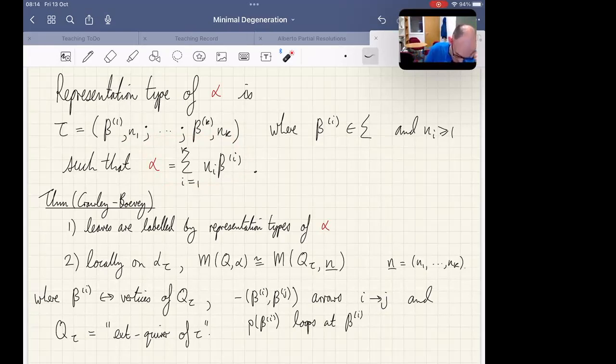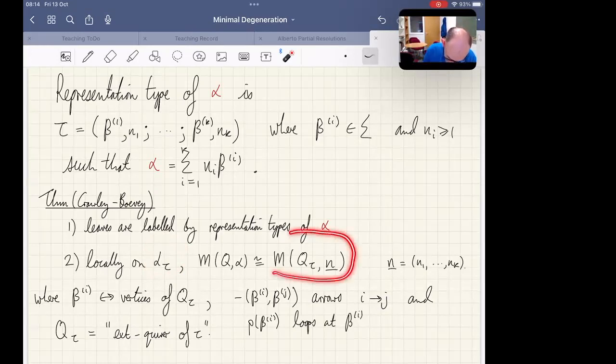Okay, so we're going to be looking for representation types for our dimension vector alpha. And the second part that allows us to look at these minimal degenerations is that locally, if I'm on one of these leaves L tau, which is labeled by this representation type, then locally my quiver variety looks like a sort of local quiver variety.